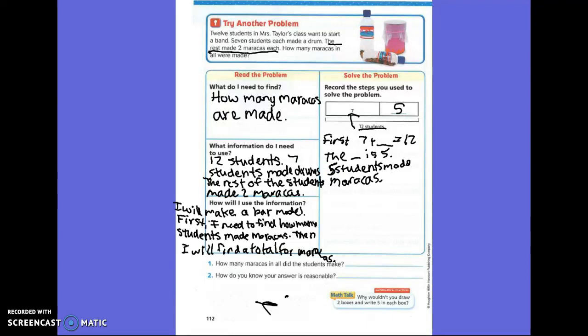Okay, now that we know 5 students made maracas, how many maracas did each student make? 5? No. Read the story. 12 students in Ms. Taylor's class wanted to start a band. 7 students made a drum. That's a 7. The rest made 2 maracas. So those 5 students each made 2 maracas. So how are we going to figure that out?